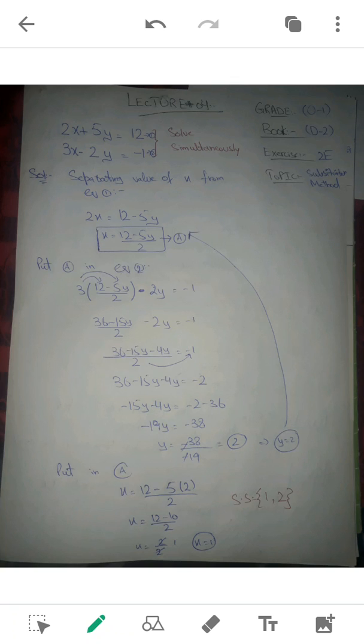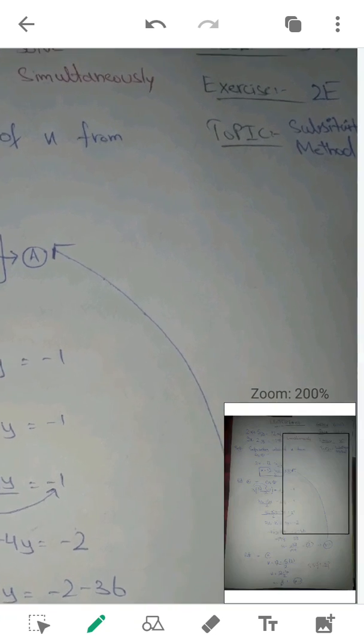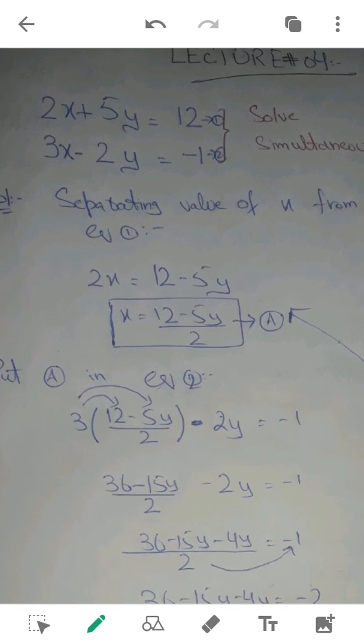So we are done with the elimination method. Now today's topic will be the substitution method. Okay, how to solve equations simultaneously by the substitution method. You already know what is meant by solving an equation. Solving an equation means to find the value of the unknown. X and Y are the unknowns there.